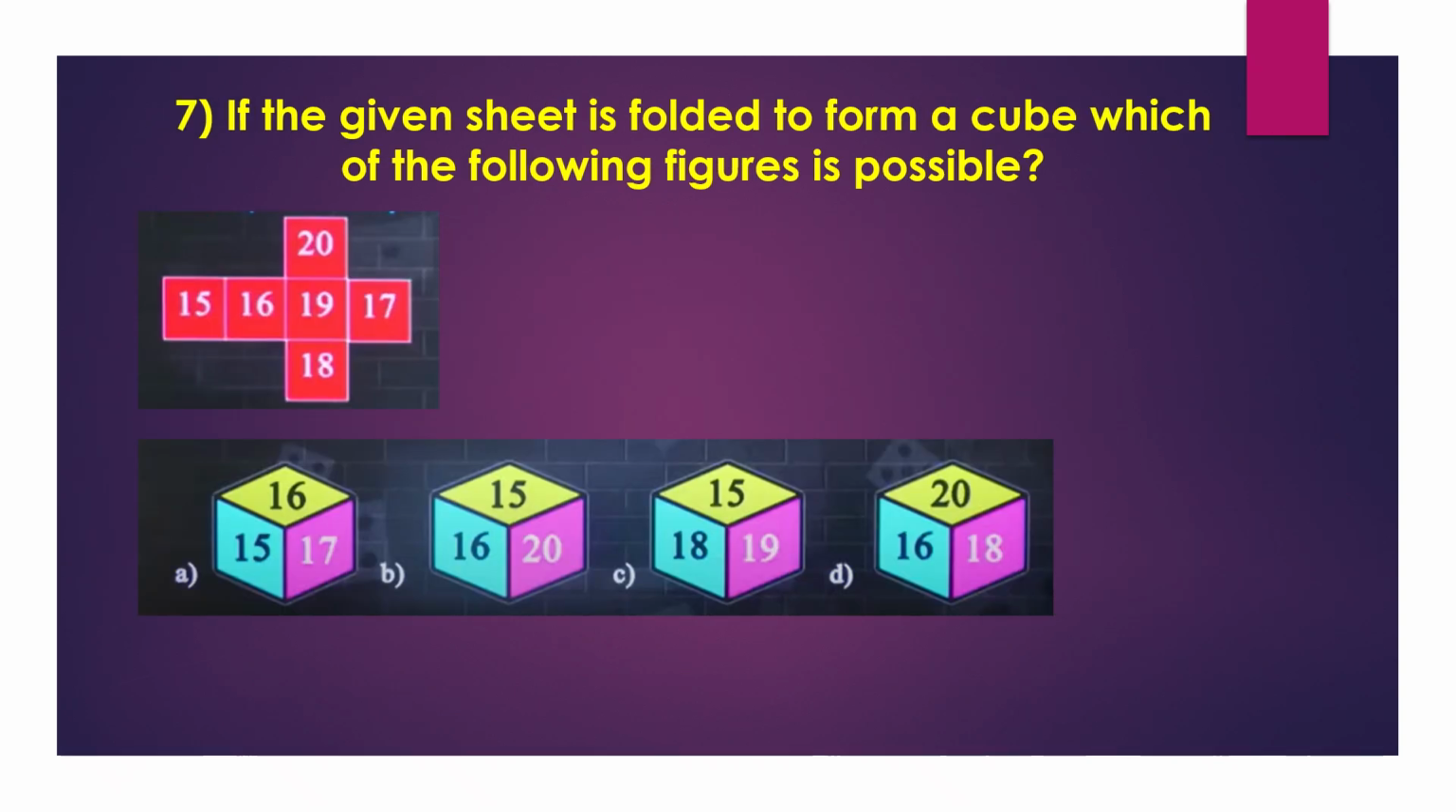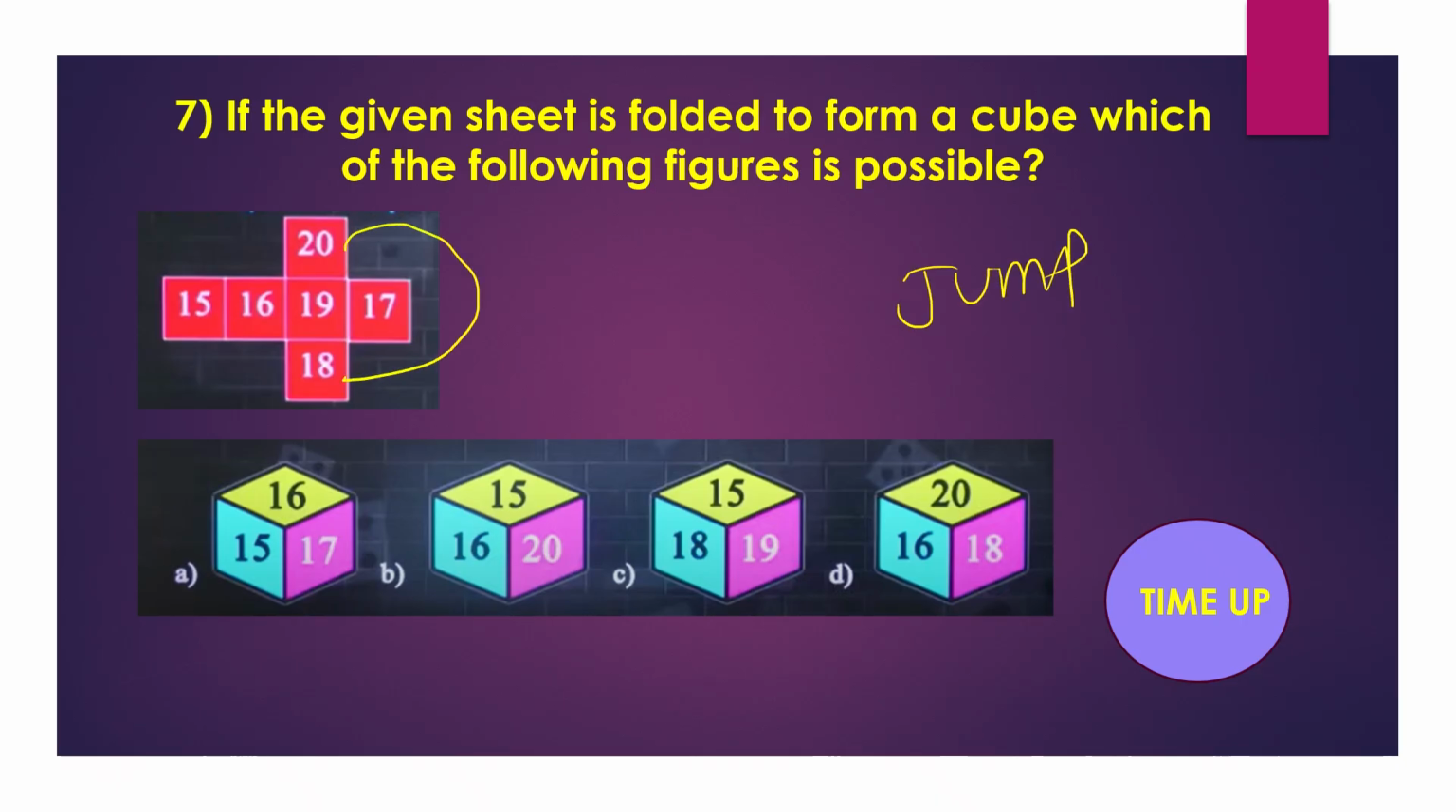Seventh question on your screen and your timer starts now. If the given sheet is folded to form a cube, which of the following figures is possible? This is also the concept of open dice. Nothing but you need to find out the opposite pairs. That's it. Okay, if you know the opposite pairs, it's very easy. So 20, I'll jump, so I'll reach 18, correct? Then 15, 19, 16, 17.